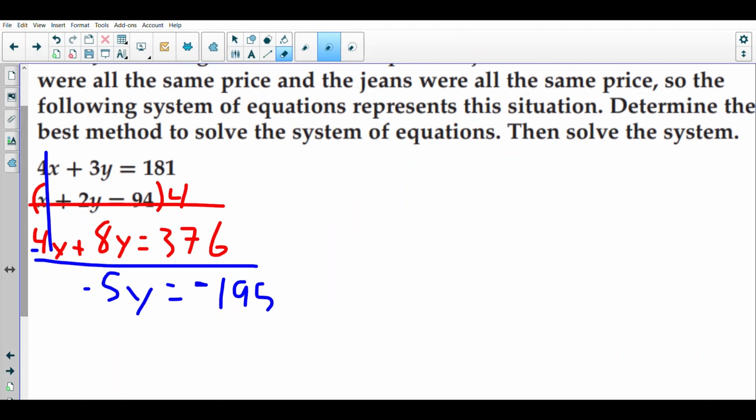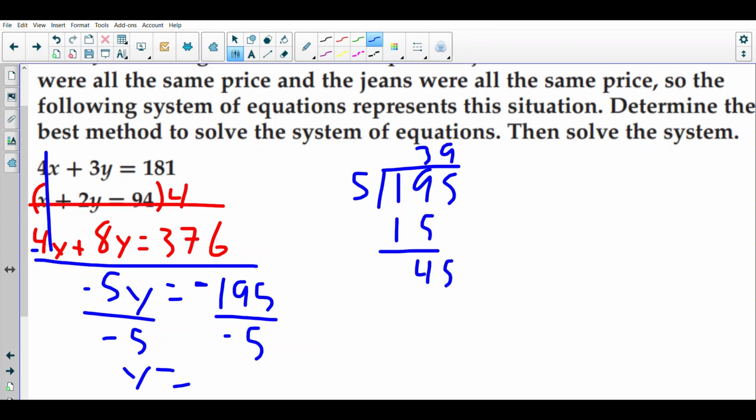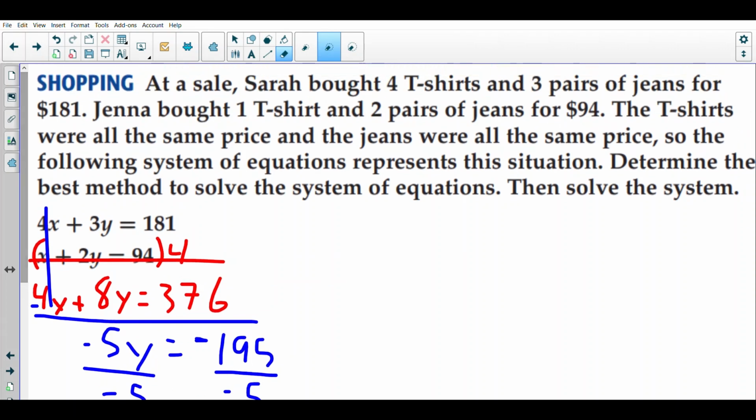And then from there, simply do a little arithmetic. Divide by negative 5. Divide by negative 5. So y is equal to, looks like it is, 195. Just doing a little math here. I could grab my calculator, but I'm not going to. I'm just practicing my arithmetic skills. So y is equal to 39. Since y is matched up with jeans, it appears jeans cost $39 a piece.